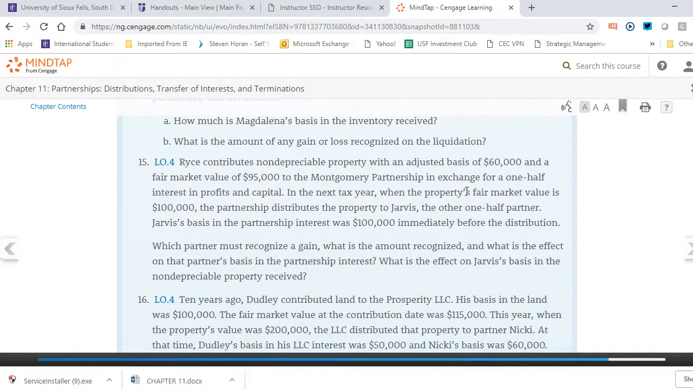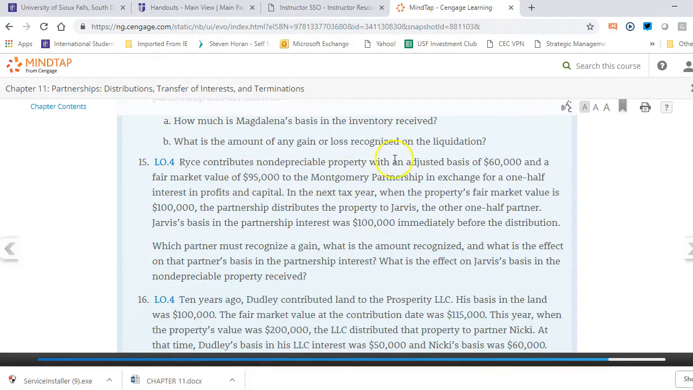Okay, question 15. Rice contributes non-depreciable property with an adjusted basis of 60 and a fair market value of 95 to the Montgomery Partnership in exchange for a 1/2 interest in profits and capital. In the next tax year, when the property's fair market value is 100, the partnership distributes the property to Jarvis, the other 1/2 partner. Jarvis's basis in the partnership interest was 100 immediately before the distribution. Which partner must recognize a gain, and what is the amount recognized, and what is the effect on that partner's basis in the partnership interest? What is the effect on Jarvis's basis in the non-depreciable property received? So lots of questions there based on what's going on.